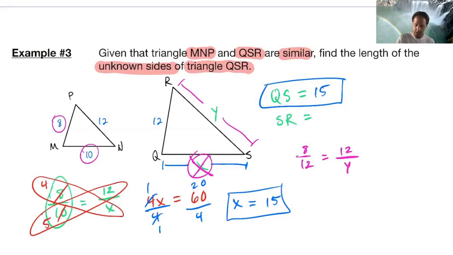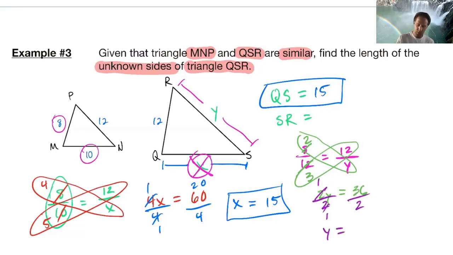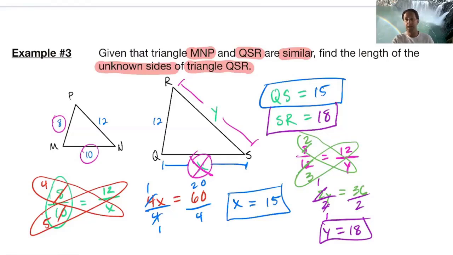And again, go ahead and cancel. 8 and 12 each have a divisor of 4. So 4 goes in this twice, 4 goes in that 3 times, and then you can do your cross product. 2y equals 36. And then go ahead and take half of that so that you get what y or RS is, or SR, and that would be the length of 18. So two different ways to use similar triangles, both on the inside, the angles that correspond to one another have to be the same, and then the outsides, the side lengths that correspond to one another have to be proportionate.